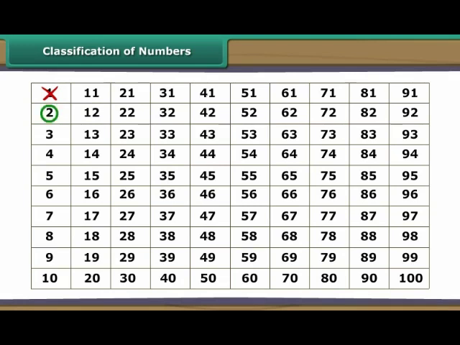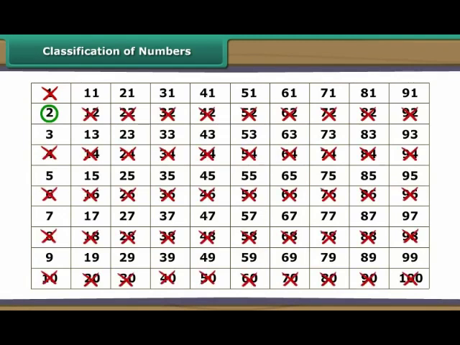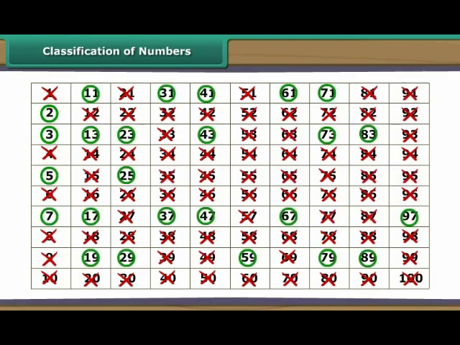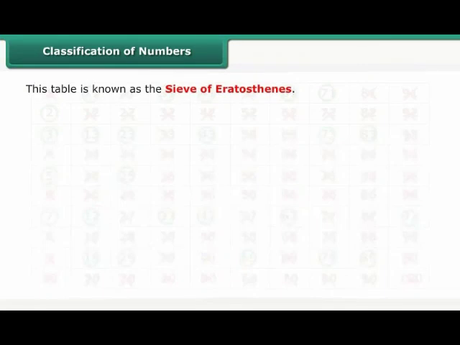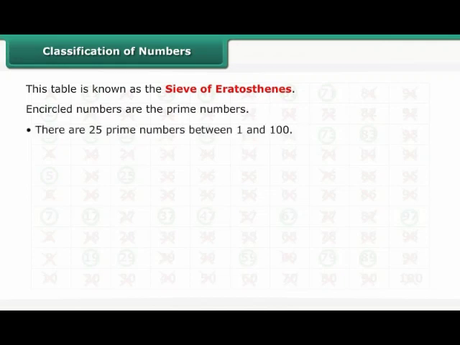2 is prime as it has exactly 2 factors. We draw a circle around it. We draw a cross on all the multiples of 2. 3 is prime. We draw a circle around it. We draw a cross on all the multiples of 3. We proceed till we have drawn a cross or a circle around all the numbers from 1 and 100. This table is known as the sieve of Eratosthenes. The encircled numbers are prime numbers. There are 25 prime numbers between 1 and 100.